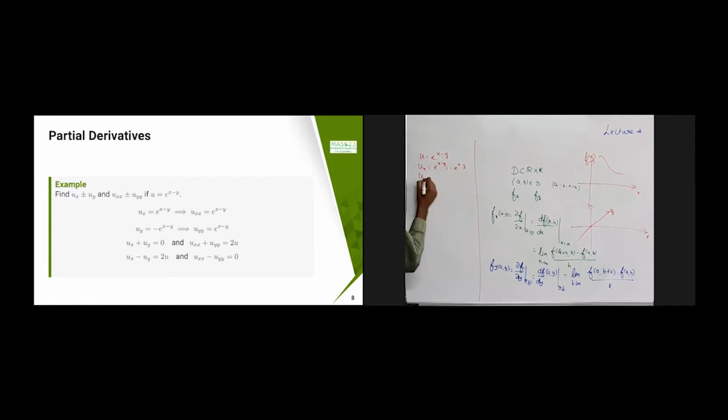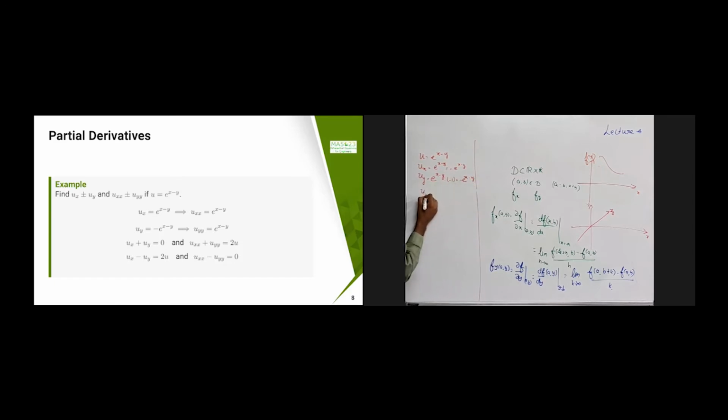If I want to find u_y, that is e power x minus y, and then I have to differentiate x minus y. With respect to y, the x part becomes 0 because we are differentiating with respect to y, and for minus y it is minus 1. Therefore you get minus e power x minus y.